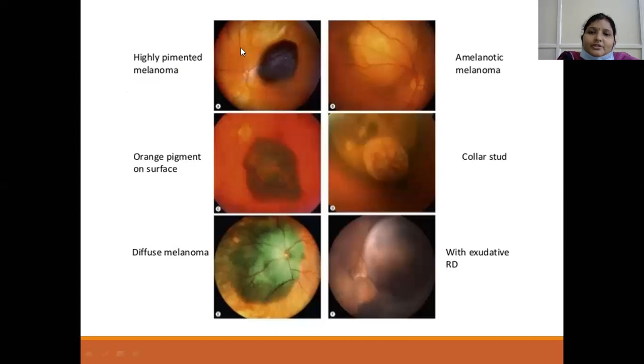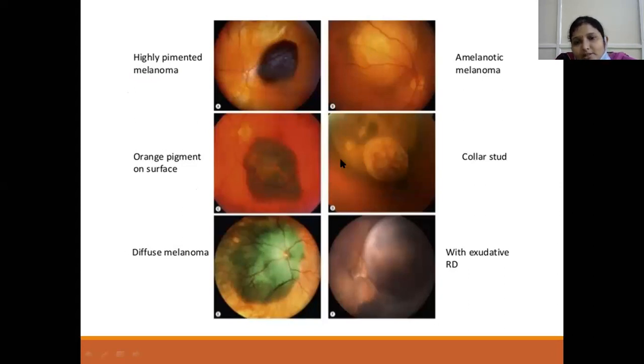Here these are the pictures showing various types of melanoma. This is a highly pigmented melanoma. This is amelanotic melanoma. It arises from the melanocytes, but there is little pigment here. That is called amelanotic melanoma. In this you can see orange pigment caused due to deposition of lipofuscin.